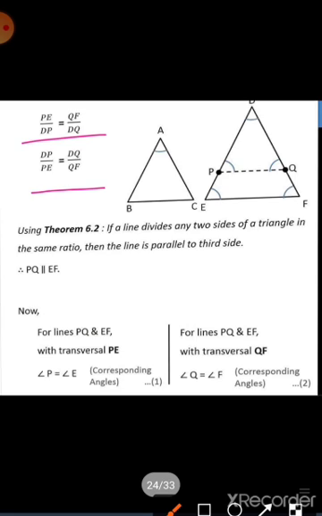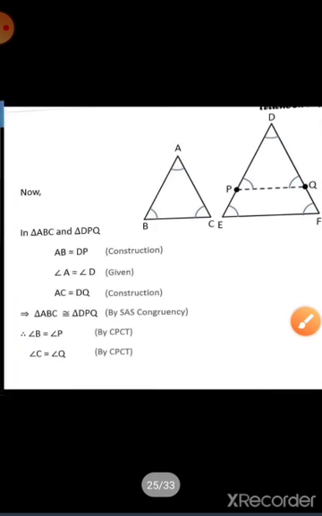Again, take the reciprocals. So, here DP by PE is equal to DQ by QF. By converse of Thales theorem, as this line is dividing the other two sides in the same ratio, the lines are parallel. PQ is parallel to EF. The corresponding angles are equal. Angle P is equal to E, angle Q is equal to F.